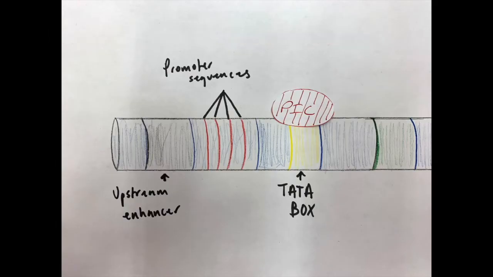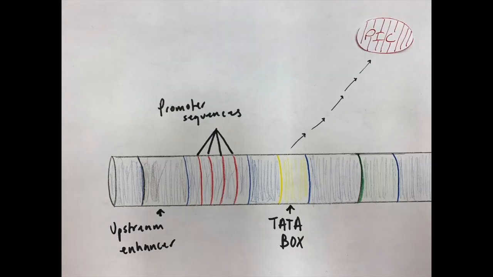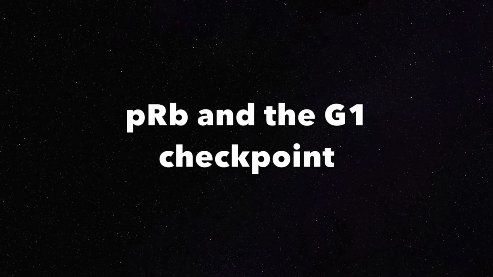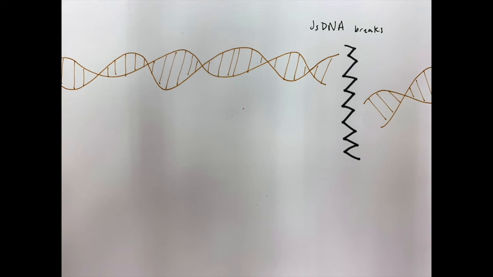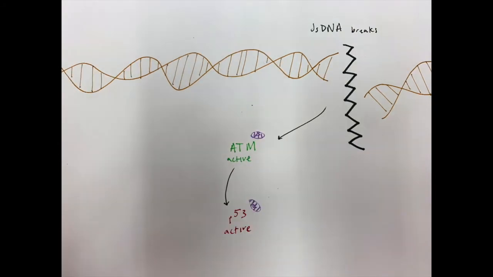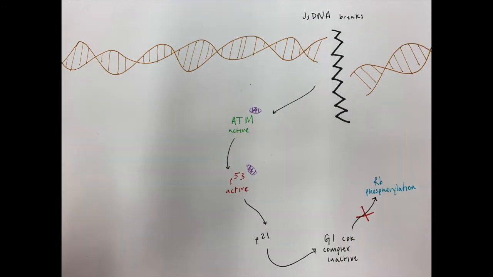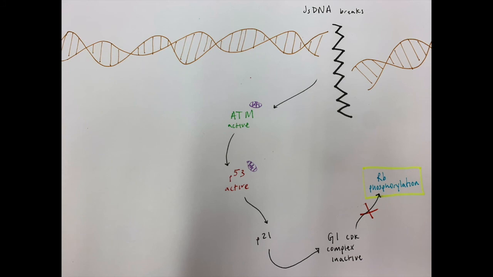During G0, RB also prevents transcription by decreasing the affinity of the pre-initiation complex to the TATA box on DNA, preventing transcription. The RB protein also plays an important role in tumor suppression. When there is a double-stranded DNA break, ATM activates the p53 tumor suppressor, which prevents the phosphorylation of RB. This prevents the cell from progressing from G1 to S.